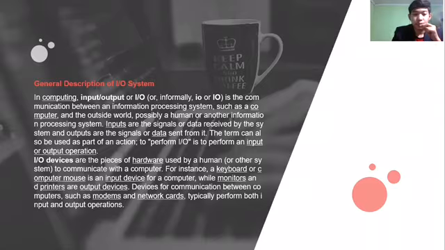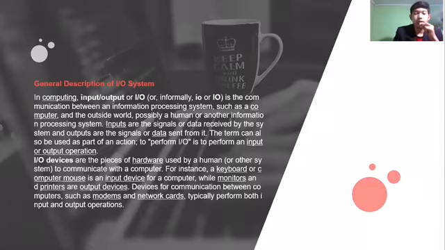In computing, input or output is the communication between an information processing system, such as a computer, and the outside world, possibly a human or another information processing system. Inputs are the signals or data received by the system, and outputs are the signals or data sent from it. Systems can also be used as part of an action. To perform I/O is to perform an input or output operation.